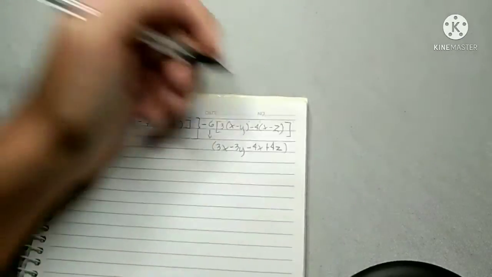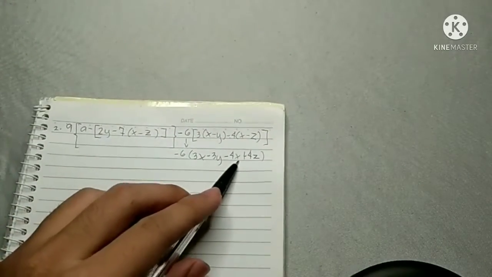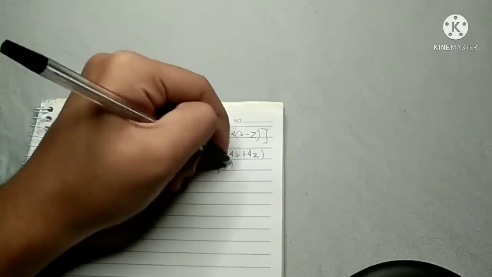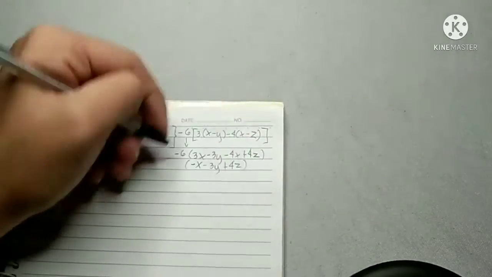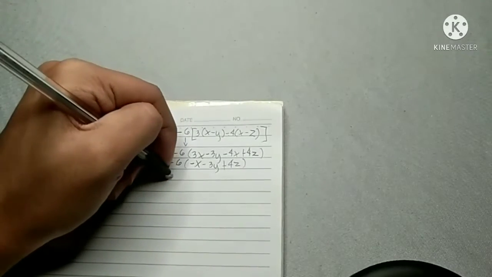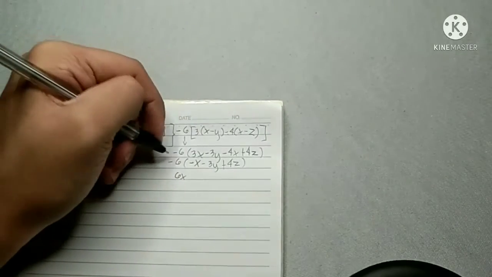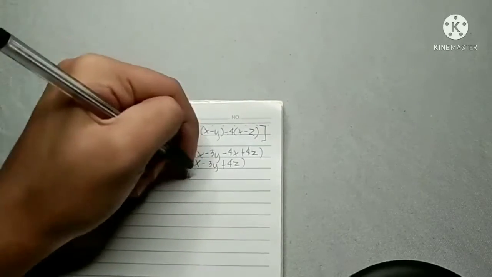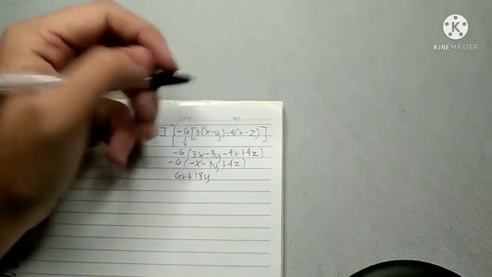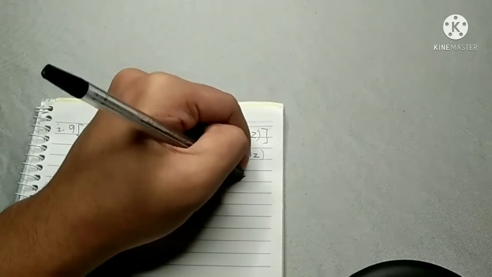And we write this 6. But first we need to simplify inside the parentheses. So 3x minus 4x is equal to negative x minus 3y plus 4z. Then copy the negative 6. So let's simplify again. Negative 6 times negative x is 6x. Negative 6 times negative 3y is going to be positive 18y. Then negative 6 times positive 4z is negative 24z.